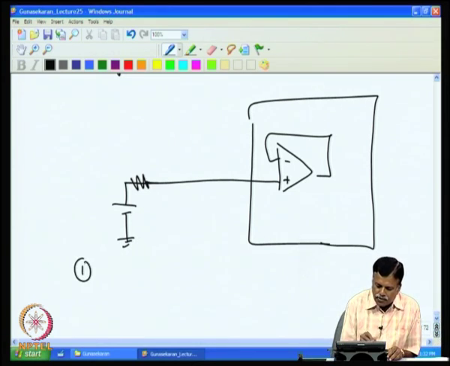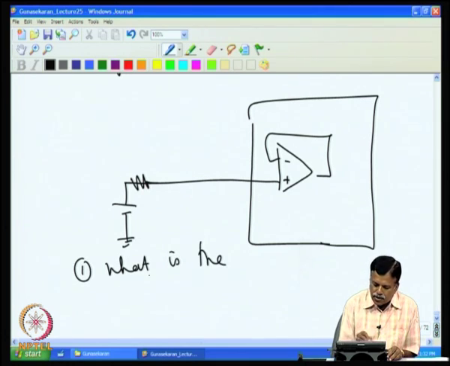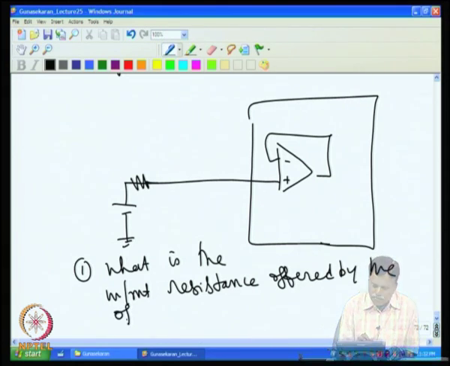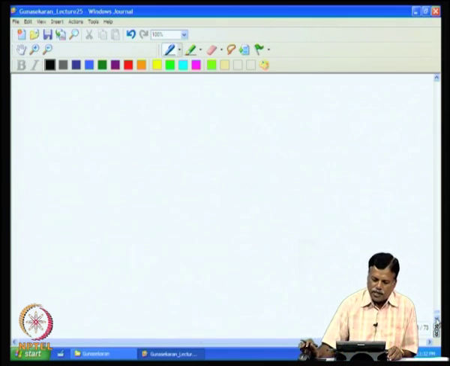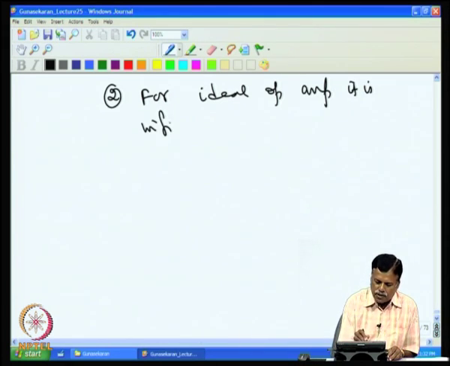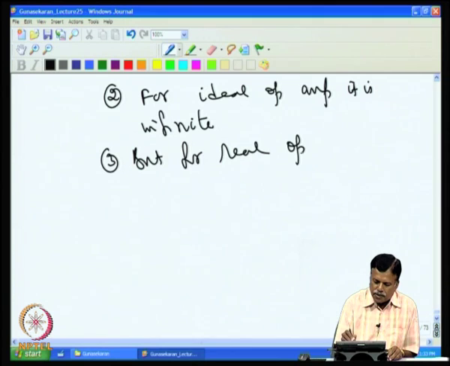Now, the question is, what is the input resistance offered by the op amp? The second question is, is it always constant? Because theoretically, for an ideal op amp the input resistance is infinite, but for a real op amp it is not infinite.